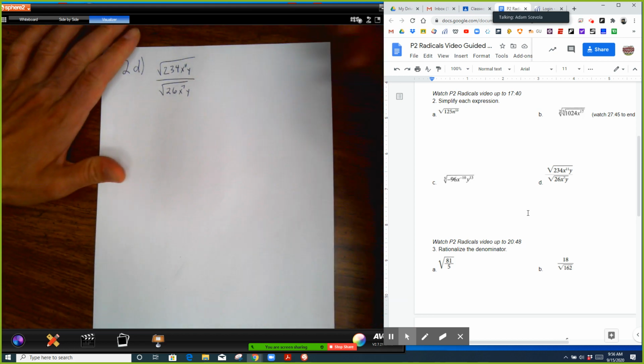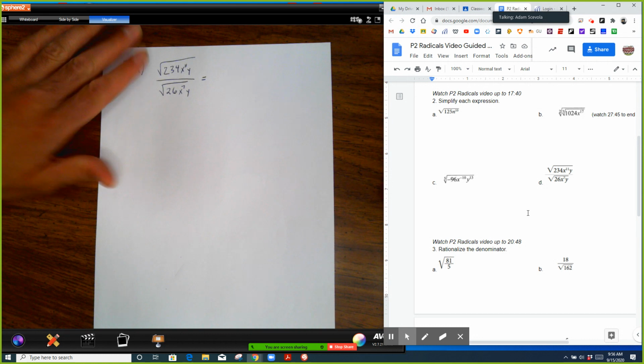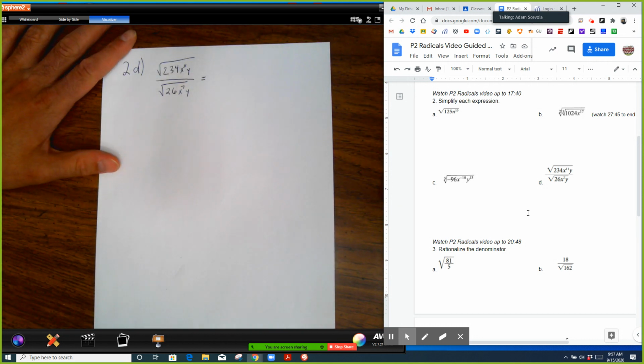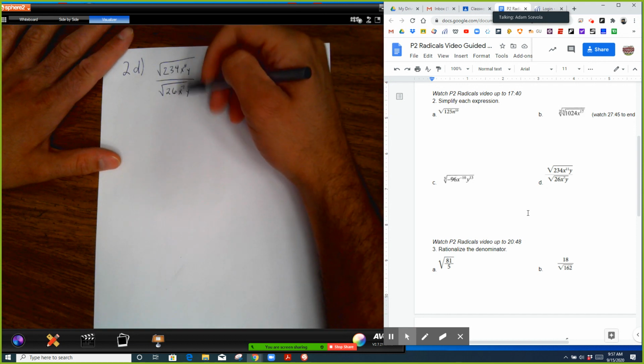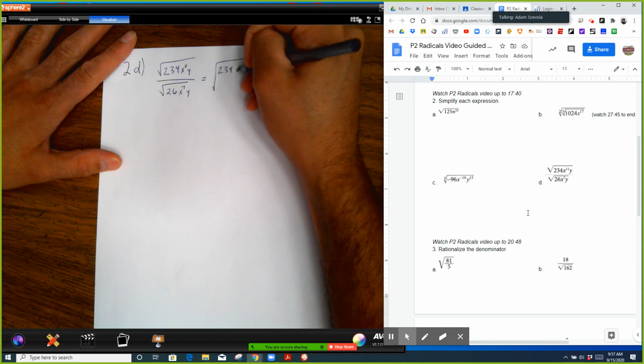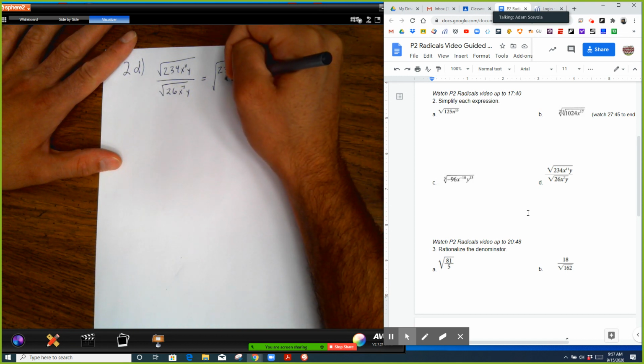Here we're going to simplify this fraction of radicals. So a lot of different ways you can approach this, all right? First thing I'm going to do is write it as one radical so I can simplify this fraction. Because PEMDAS, although it's a good method, is not quite true.